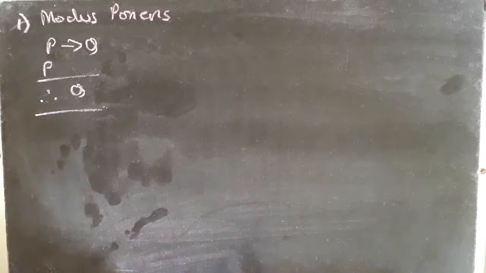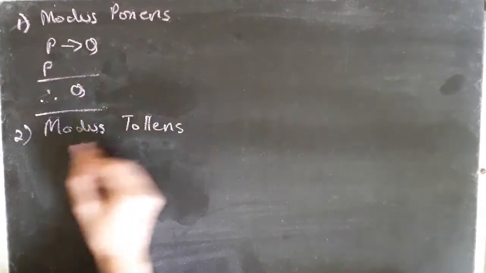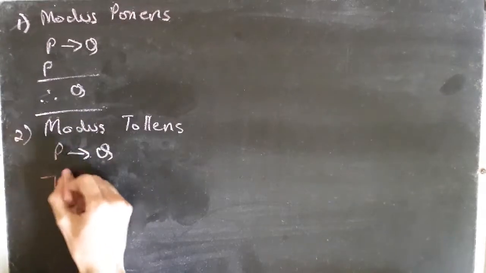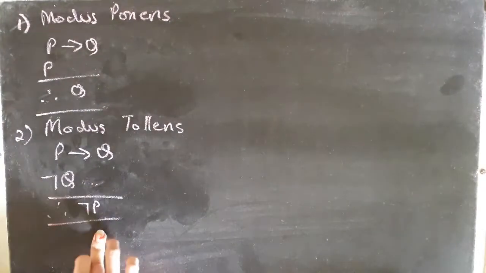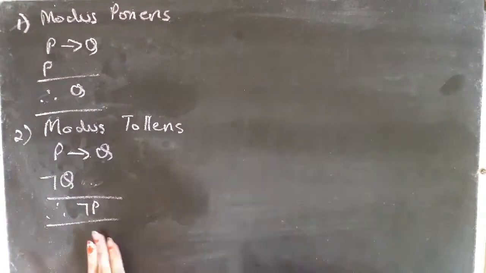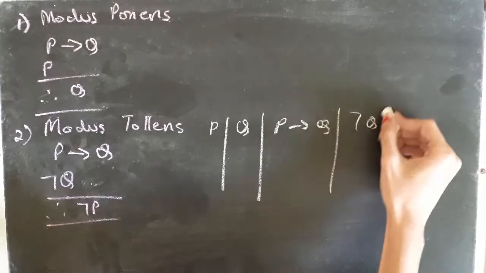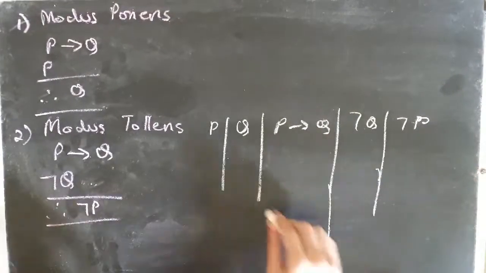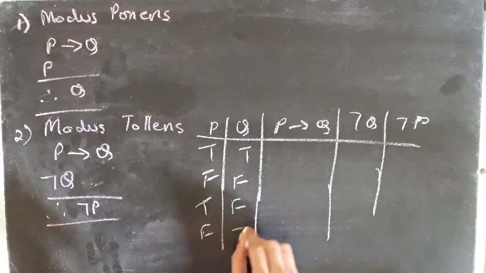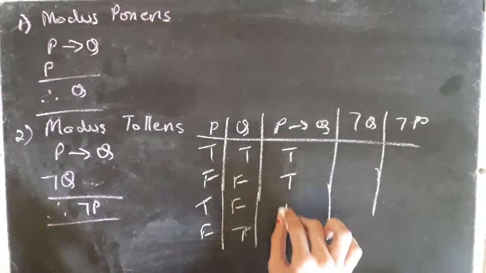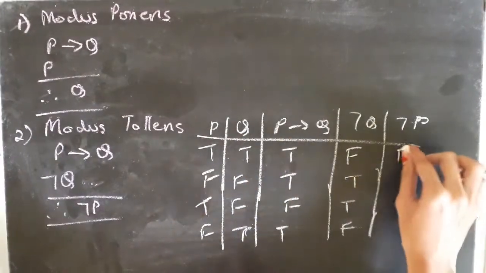Now what is the second inference rule? Modus Tollens. What does Modus Tollens say? P implies Q, negation of Q, therefore negation of P. Now this can be proved again with the help of a truth table. We can prove that this is a valid argument. P, Q, P implies Q, negation of Q, negation of P. True together, false together, T, F, F, T. P implies Q will be true, true, false, true. Negation of Q will just reverse the signs. Similarly for negation of P.